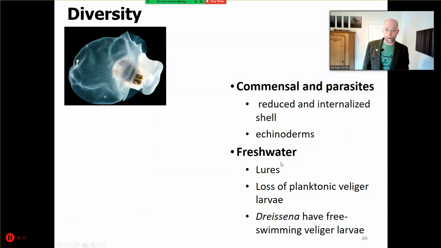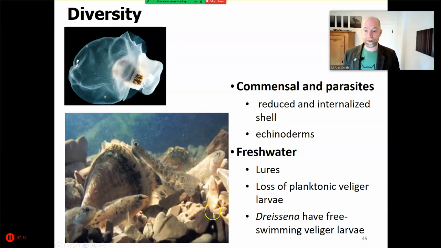And so in freshwater, we've seen a bunch of different adaptations. There are some, like the zebra mussel, that maintain the planktonic veliger larvae, so they can disperse over long distances, and they were kind of an ideal organism to, unfortunately, travel to our continent in ballast water of ships from the Black Sea in different parts of Europe and infest our watersheds, in contrast to the lures and the highly species-specific other taxa that we talked about.